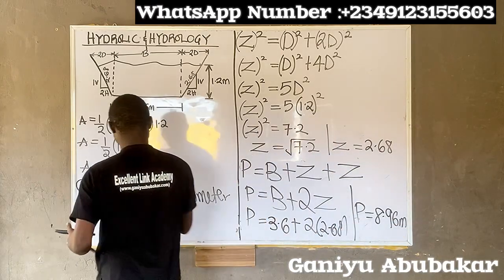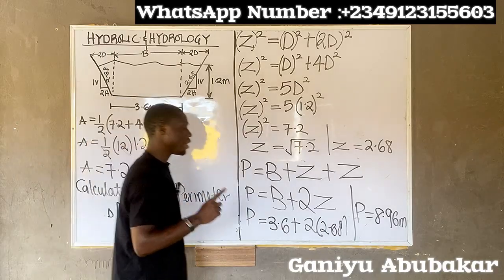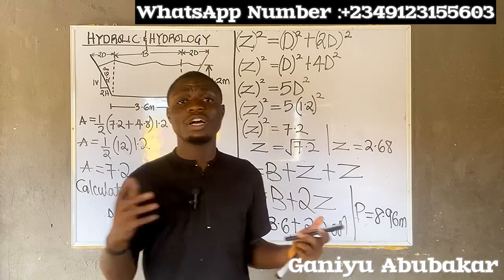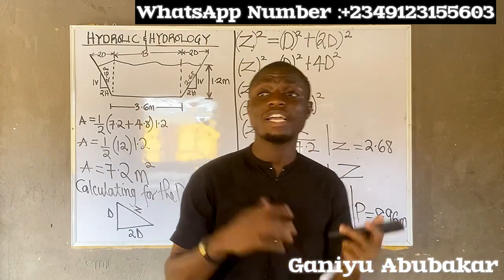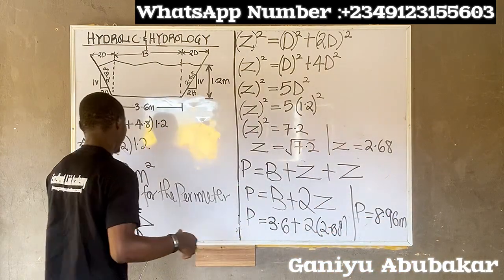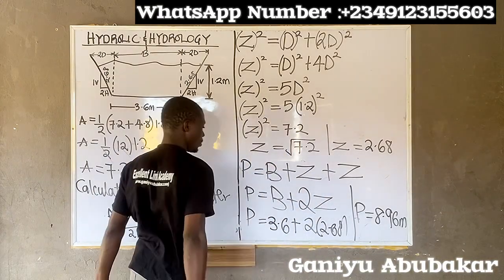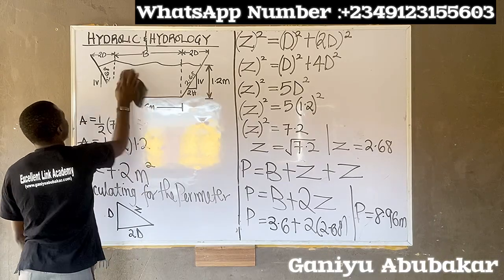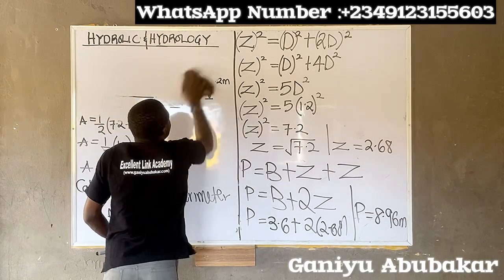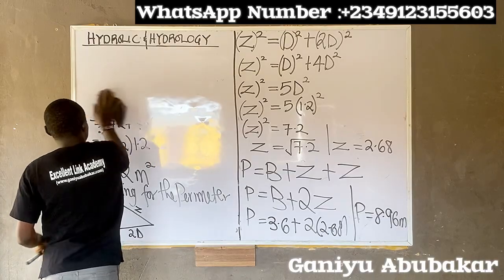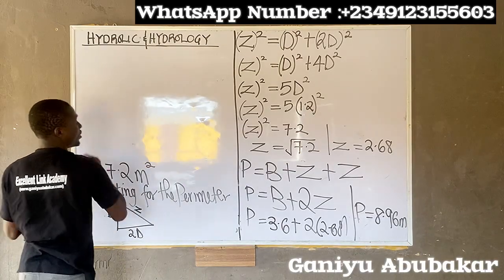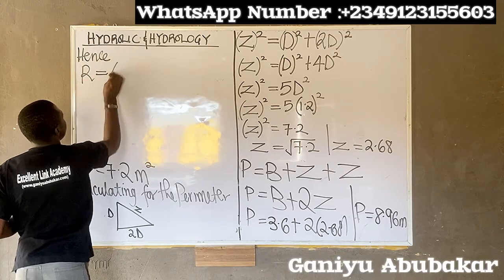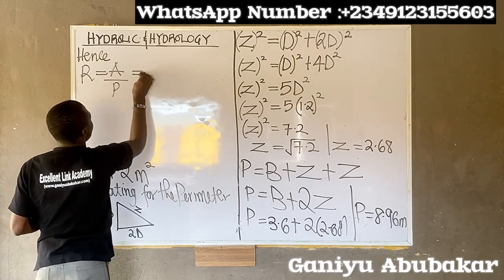So I've gotten my area, I have gotten my perimeter. Why am I looking for area and perimeter? The reason is to get your R, which is the hydraulic radius. Let's get R from here. So I'll take this part down. I don't need this diagram again. I'll take this off. So from here, I can see now, hence, R that we said is area over perimeter will be equal to what's area?